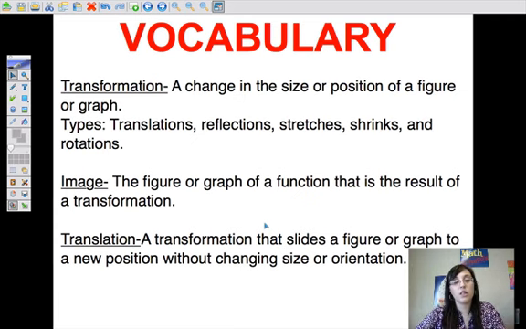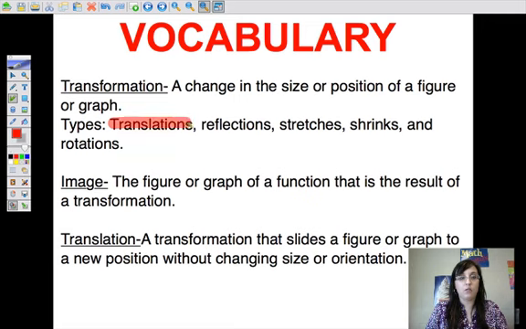A transformation is a change in the size or position of a figure or graph. And there are lots of different types of transformations that we're going to be talking about: translations, reflections, stretches, shrinks, and rotations. And specifically today, we're going to be talking about translations.